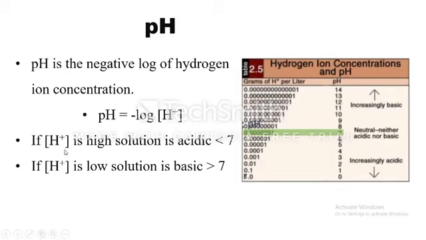If the hydrogen ion concentration in the solution is high, the pH goes below 7, and here you see the pH is going below 7 and the solution becomes acidic. If the hydrogen ion concentration is low, then pH becomes above 7 and the solution becomes basic. Here you see increasing basicity. So at 7 it's neutral, below 7 it is acidic and the pH is low, above 7 the pH is high and the solution is basic.